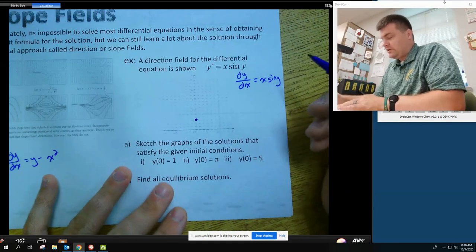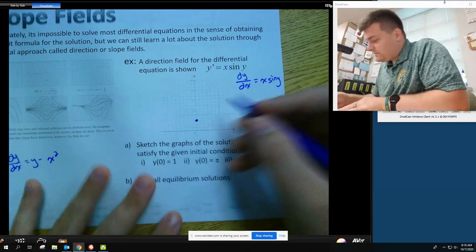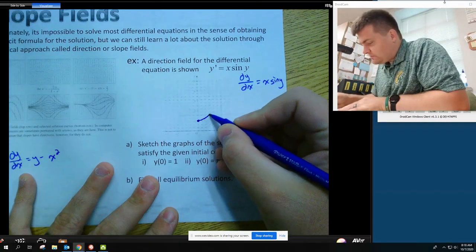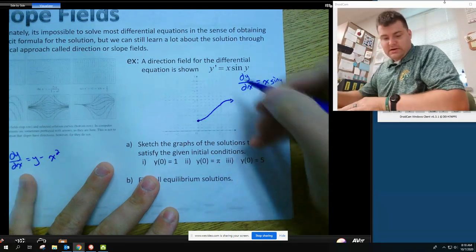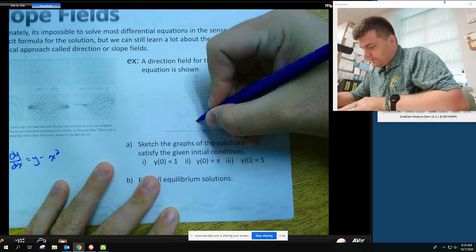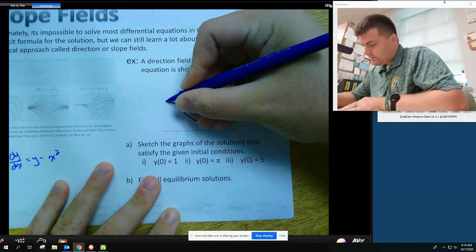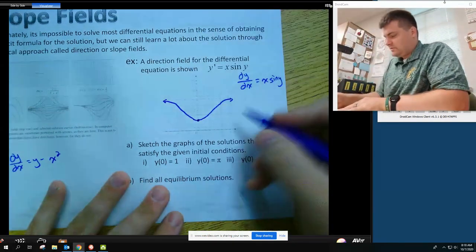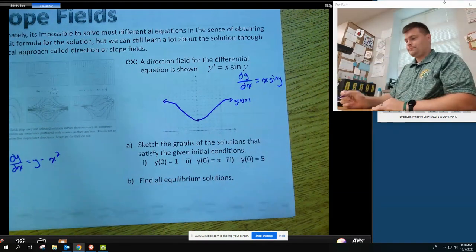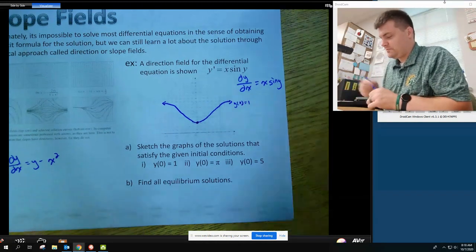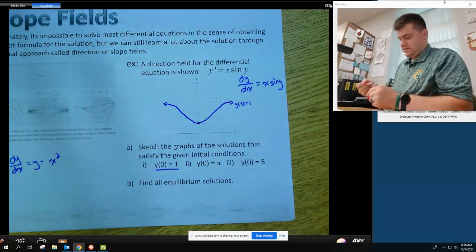A good rule of thumb is to stick in between two of the slope marks and just follow that path in between. So that's what I'm going to do right here. I'm following that path in between, and then we're about there. So this is my y(0) = 1. I'll do a different color for the next one. That one was blue. Let's do the next one in red.